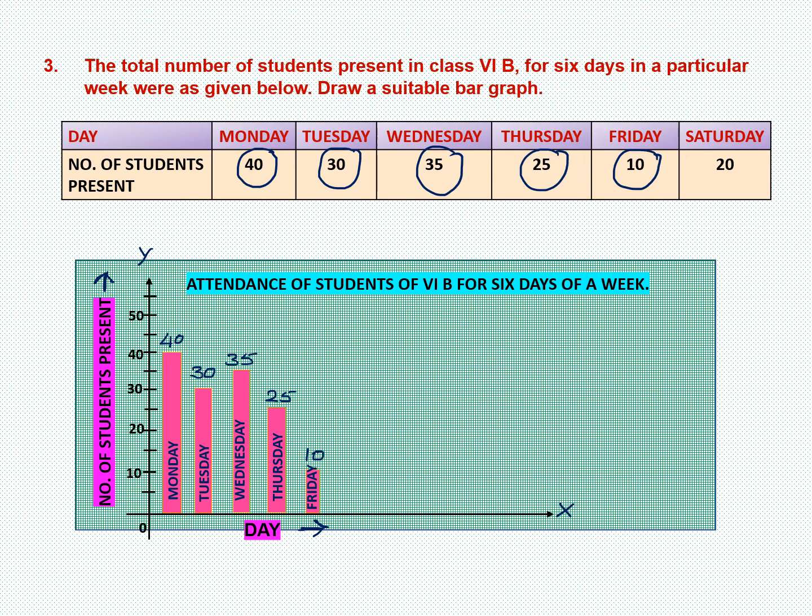So that is 10. Saturday, we have 20 students. So look for 20. 20 is here. So draw your bar in line with 20. Keep your scale and draw it. So here we have 20. This is for Saturday. So number of students present on Saturday will be 20. So this is our bar graph for question number 3.